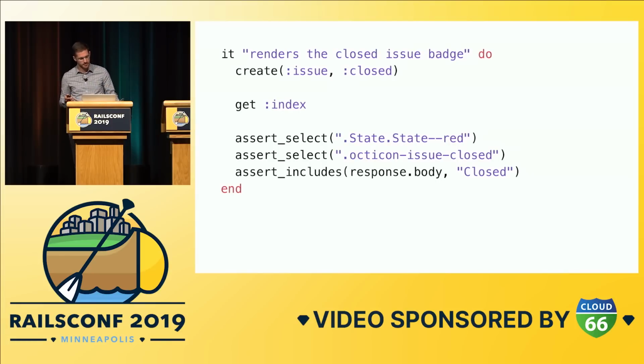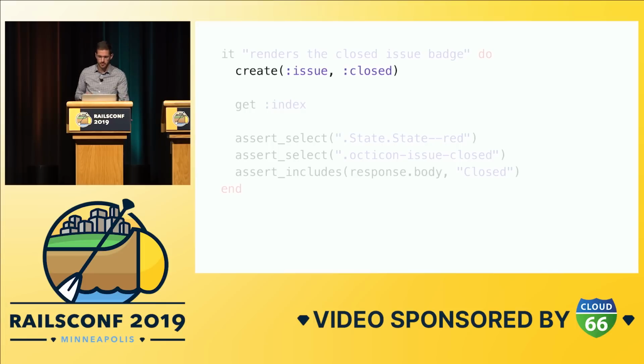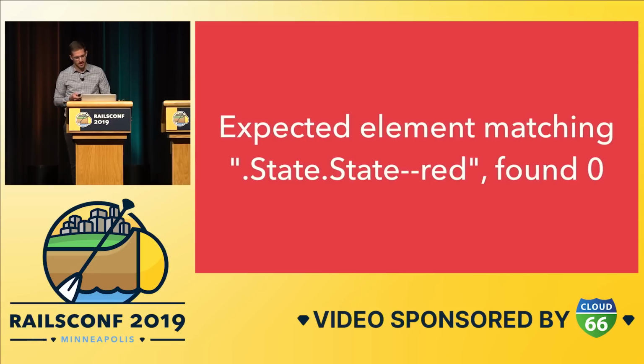So the next test is for a closed issue, which should have a red background, a closed icon, and a closed label. So let's run it. It can't find the red CSS class, as we haven't handled this case yet.